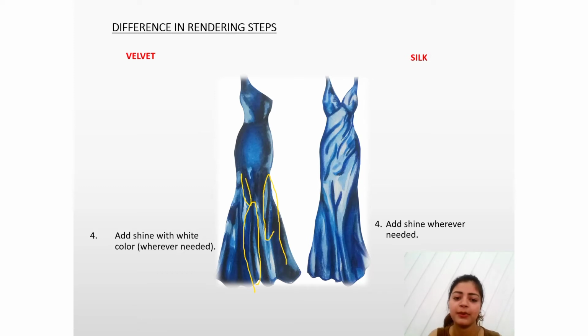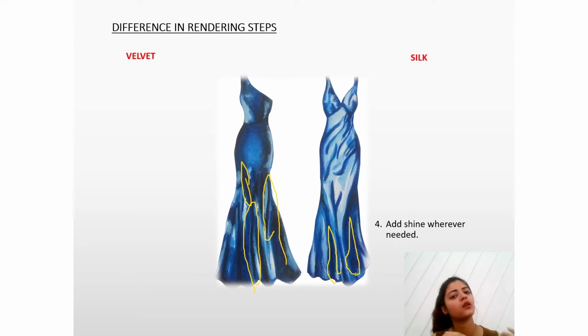You can see this black touch over wherever I have shown my folds, and in the silk also I have done the same. So this procedure will remain completely the same. Then add shine with white color. You can use white pen or white pencil or even watercolor or acrylic color for this.